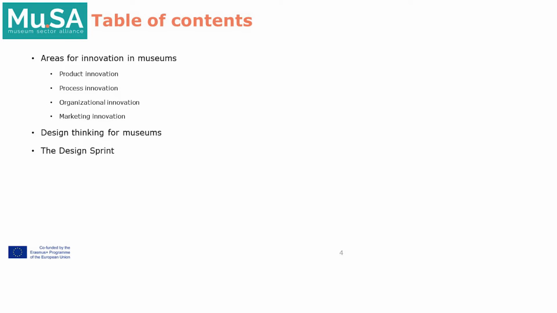This presentation details the following. First, the areas for innovation in museums. As noted earlier, we have the product innovation, the process innovation, the organizational innovation, and the marketing innovation. Next, we shall speak about design thinking for museums, which is an innovation design process, and last, about the design sprint, a process used also by museums to design quickly new initiatives.